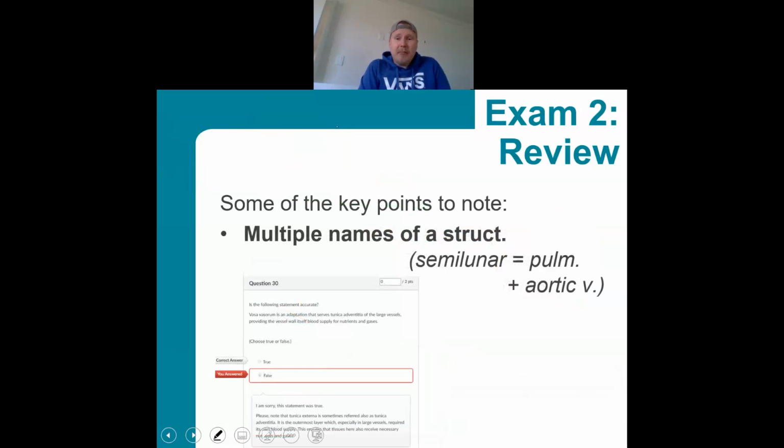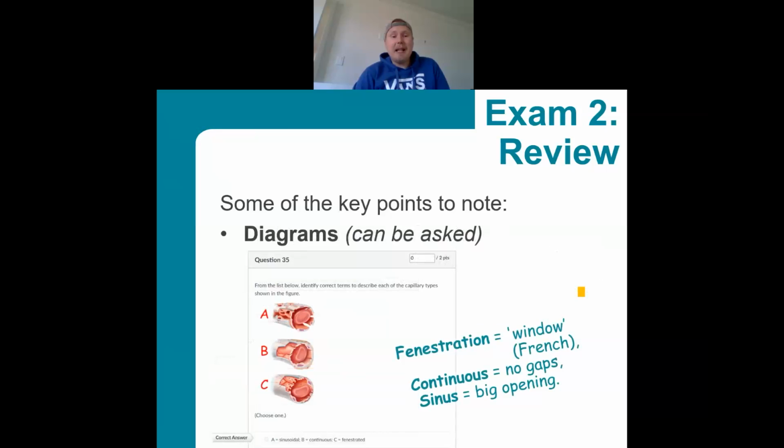Sometimes we do have multiple names of the same structure. So we talked, for example, here that semilunar valves can be also known as the pulmonary and aortic valves. So learn all of those names. Sometimes we have diagrams. I can ask also about those in an exam.